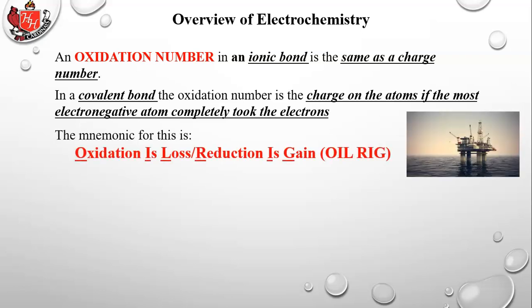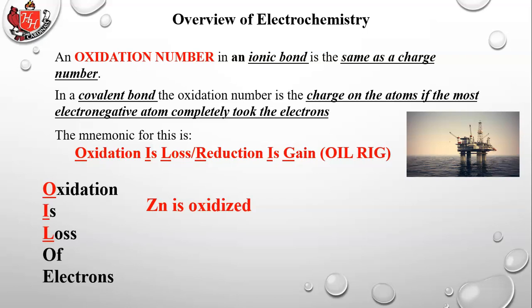So the mnemonic for this is oxidation is loss, reduction is gain. So OIL RIG, that picture on the right is a picture of an oil rig out in the ocean. So oxidation is loss, reduction is gain of electrons.